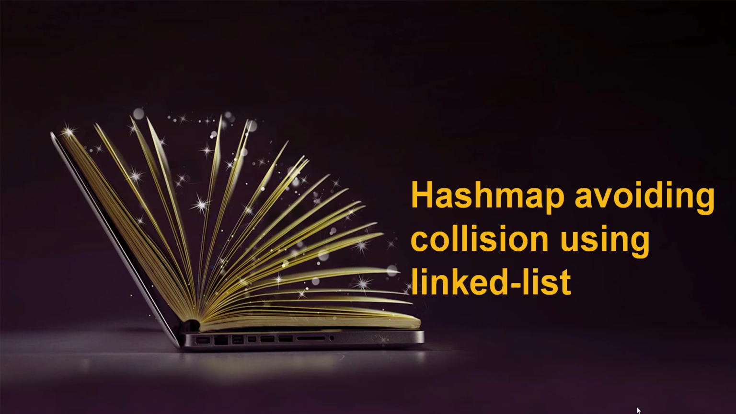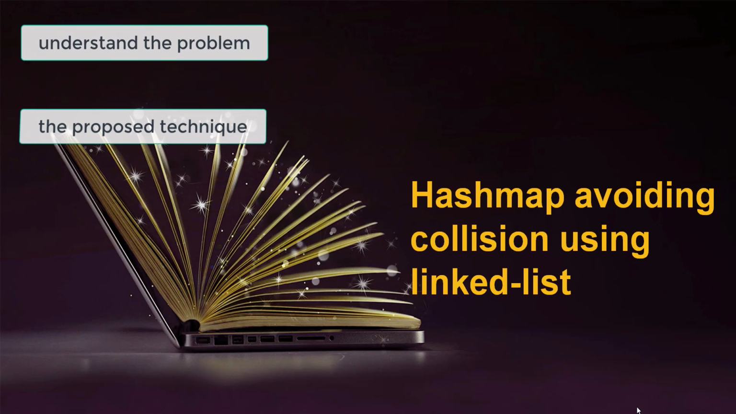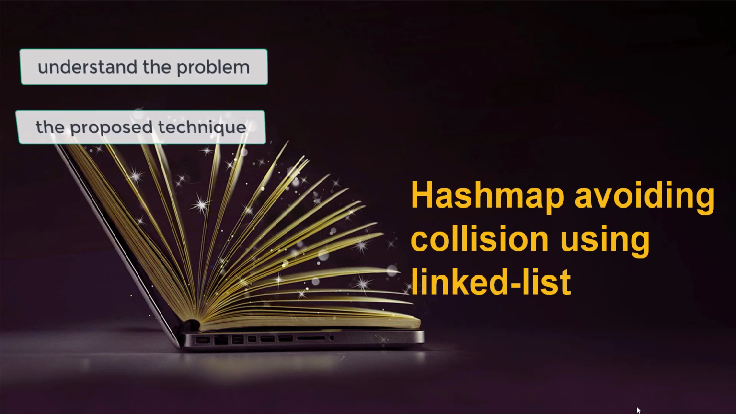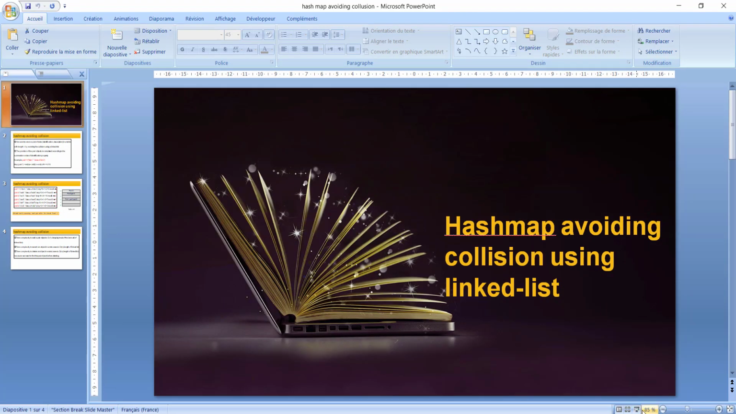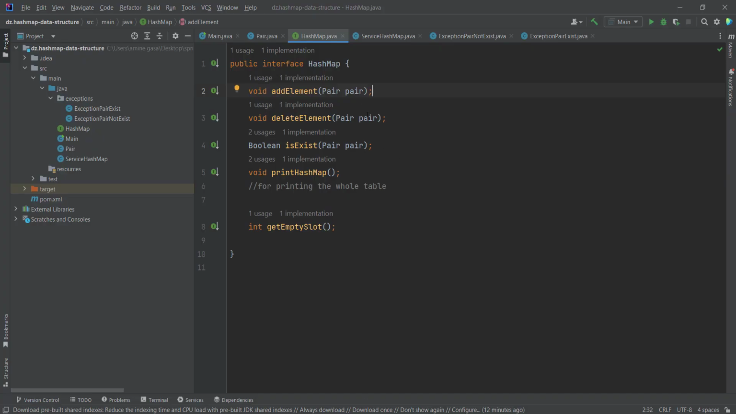Hi friends, today I'm going to share with you how you can avoid a collision in a HashMap data structure. As a solution, we use LinkedList. So first, we try to understand the problem, the technique proposed to solve this problem, and finally implement this solution using the Java programming language. So if you are interested, stay with me.